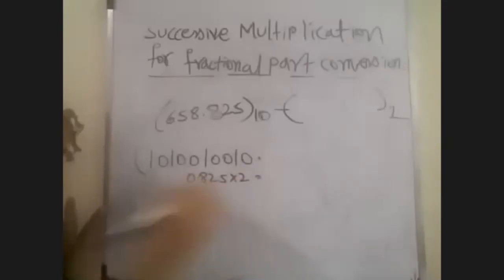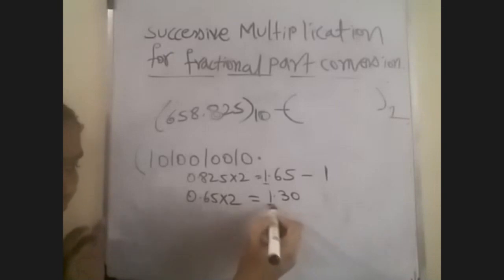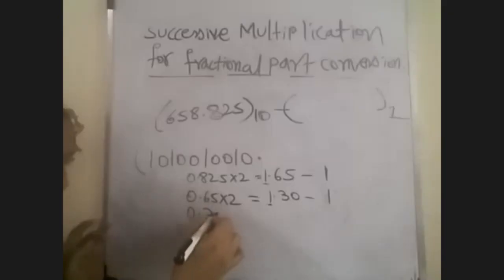0.825 into 2. What is the value now? 1.65. So here the integer part is 1, you can write the value 1 here. And again the fractional part 0.65 is multiplied by 2. That gives 1.30. So the value is 1, and again 0.30 into 2. Then what is the value? 0.6.